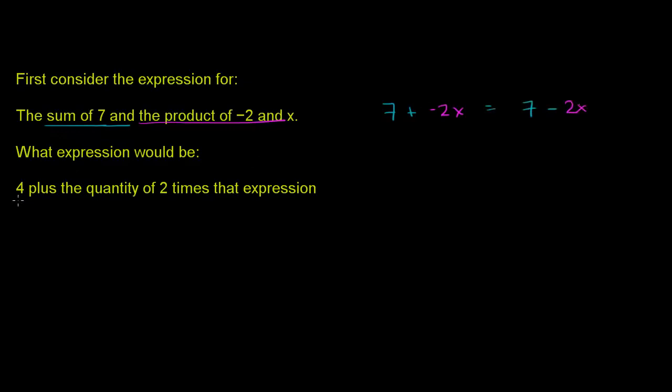What expression would be 4 plus the quantity of 2 times that expression? So it's going to be 4 plus some quantity. 4 plus the quantity, I'll put that in parentheses, the quantity of 2 times that expression. That expression is this thing right over here. So the 4 plus the quantity of 2 times that expression, 2 times 7 minus 2x. And we are done.